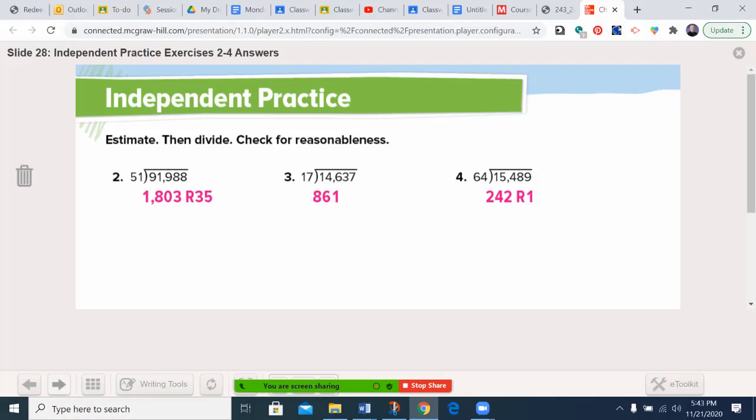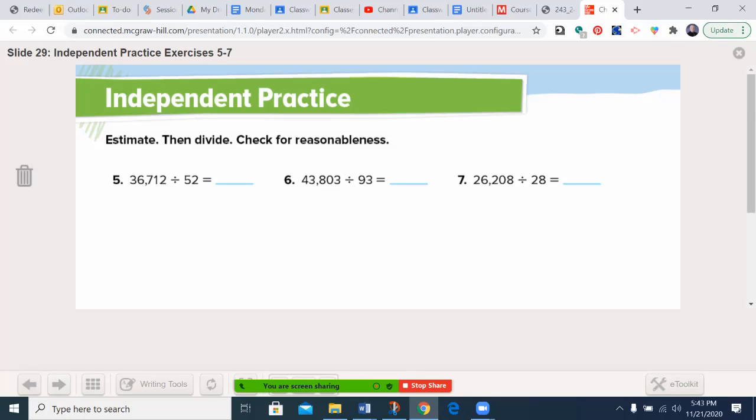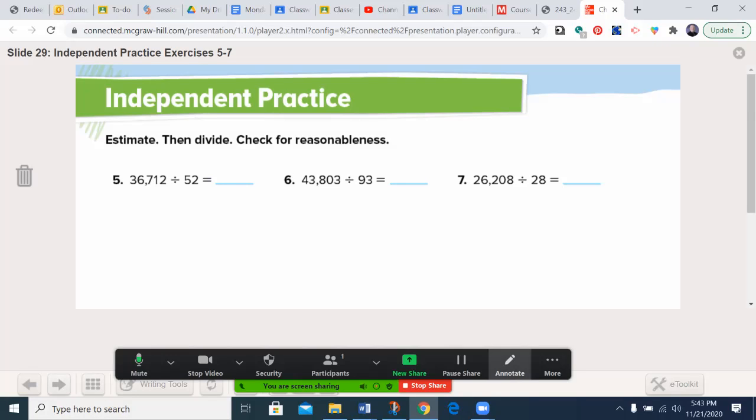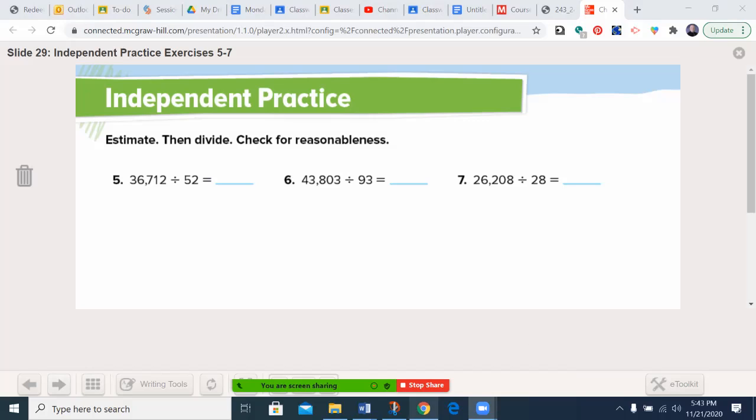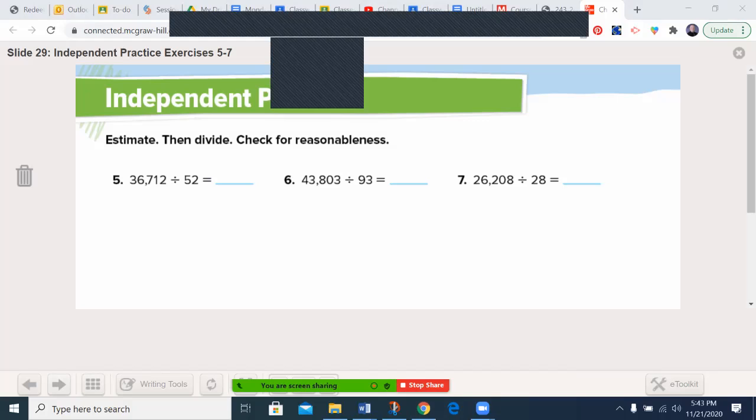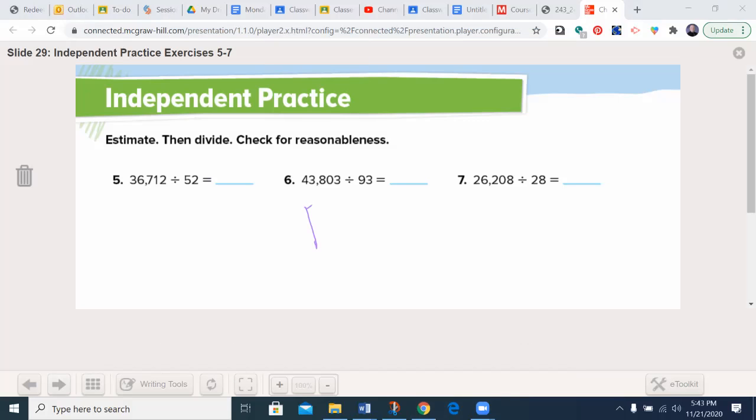I'm going to give you one more practice. I want you to do number 6. Remember, when you're doing a problem like this, and this is the reason I'm going to ask you to do it, you want to write it differently. You want to have it where this number is right here, and this one is on the outside.